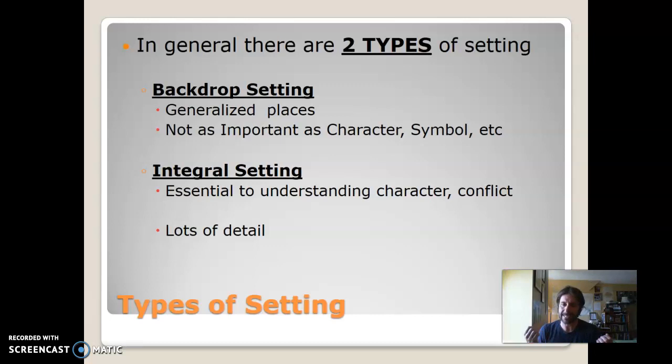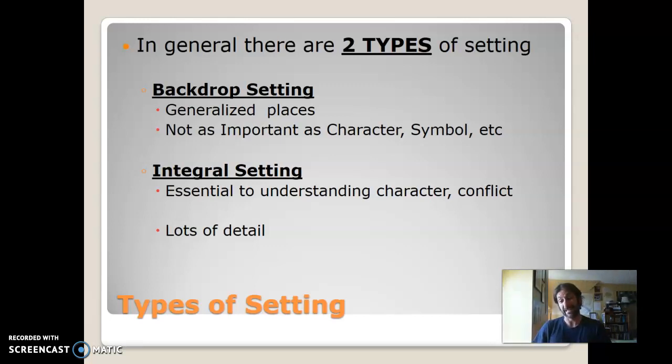Integral settings are essential to understanding the character. They're essential to understanding the conflict. And usually with integral settings, we get loads of detail. Now think back to that first story from week 1, The Interlopers. That was a story about two rival families who've been fighting over a piece of land for 3 generations. And we get a lot of detail about that land, about the trees, about the snow, about the ground, about the light, what season it is.